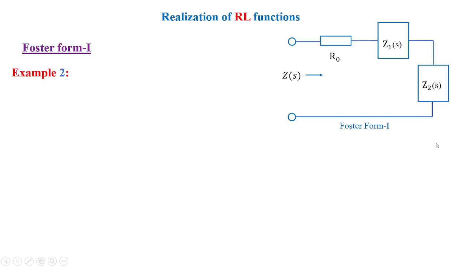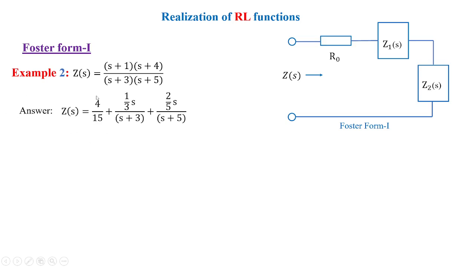Now let us go with example 2 for RL function, where we have Z of S equal to (S plus 1) multiplied with (S plus 4) divided by (S plus 3) multiplied with (S plus 5). For the constraints to find the solution, you can go with our RL realization video. With that, we get the answer as Z of S equal to 4 by 15 plus (1 by 3)S divided by (S plus 3) plus (2 by 5)S divided by (S plus 5).